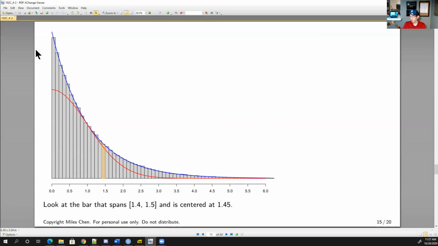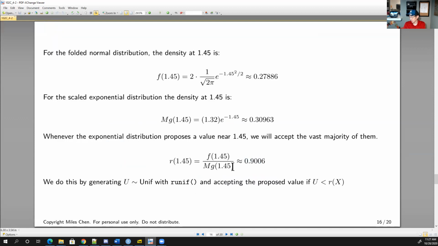And the exponential distribution is only going to propose these values about 1/4 as often as the values over here. So if it proposes a value between 0 and 0.1, which happens a lot, we're going to keep it with around probability 63%. If it proposes a value between 1.4 and 1.5, which happens about a quarter as often as these values over here, we're going to keep it with around probability 90%. And overall, what we keep will look like the target distribution. So again, we generate a value u from the uniform distribution, and we'll accept it if u is less than r of x.